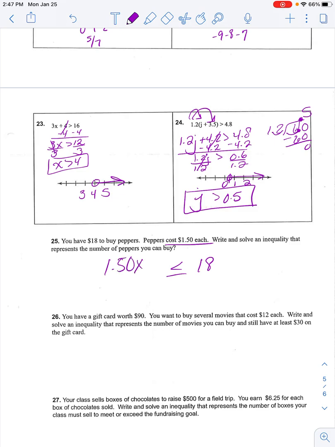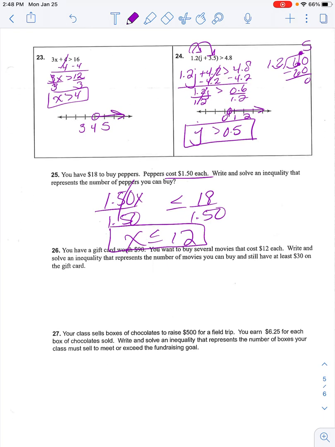Write and solve an inequality that represents the number of peppers you can buy. So we'll divide both sides by $1.50. Once you solve that, you will get 12 peppers. You can buy less than or equal to 12 peppers. Remember, first number goes on the inside, 1.5 goes on the outside. You'll have to move that twice.